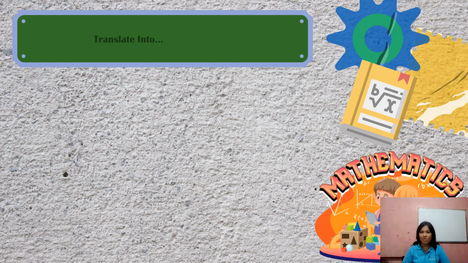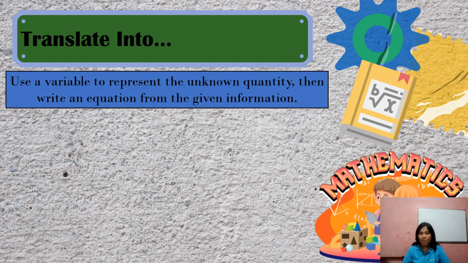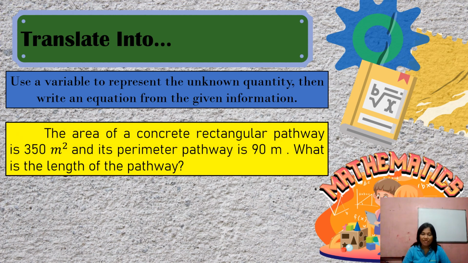We will start with this activity. So translate into what do you think is this one? Alright, so use a variable to represent the unknown quantity, then write an equation from the given information. In other words, this is translating verbal sentences to mathematical symbols. Alright, so ready? The first one.